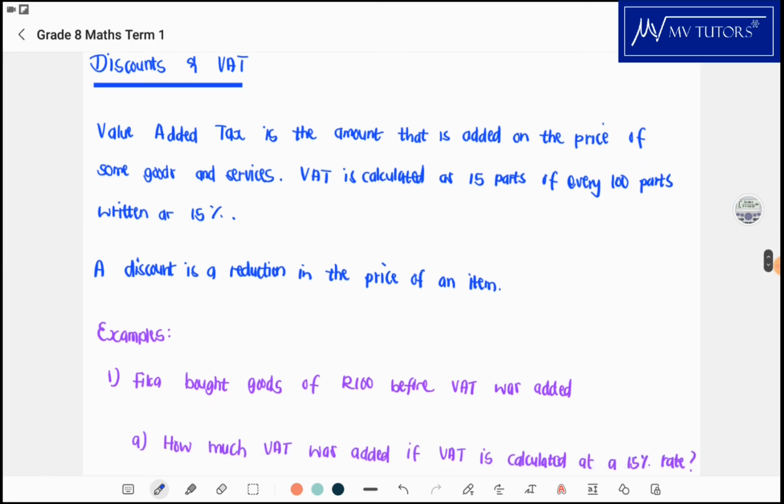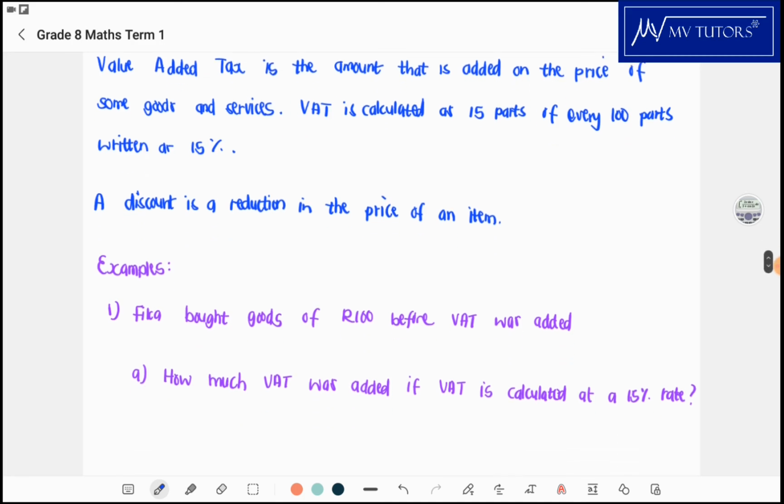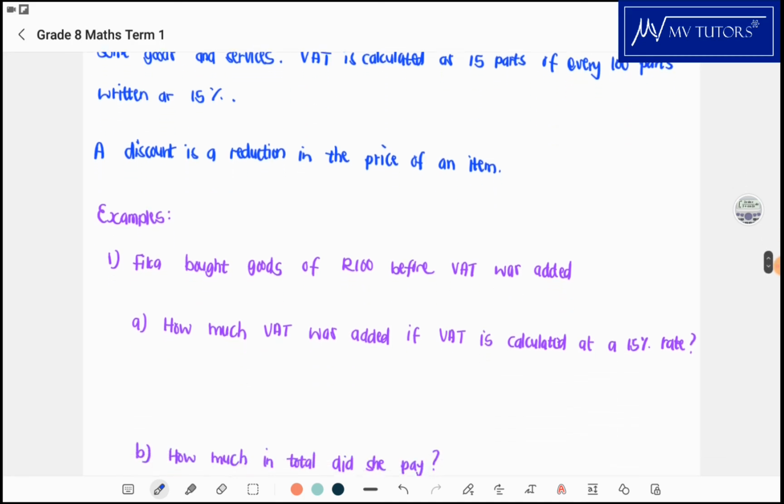Yeah, and now what is a discount? If you don't know what a discount is at this point, then you're probably not buying anything. We all love discounts and we love negotiating to get a discounted deal. So a discount is a reduction in the price of an item. So now let's look at some examples.